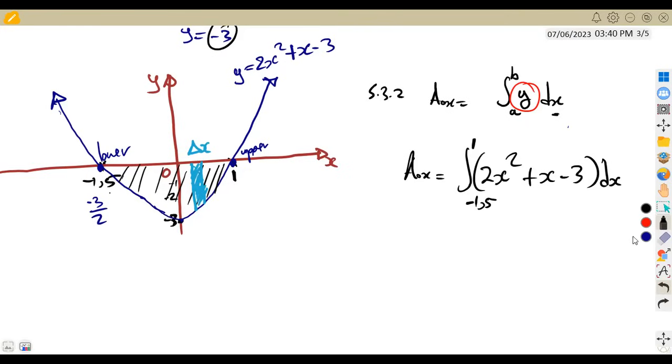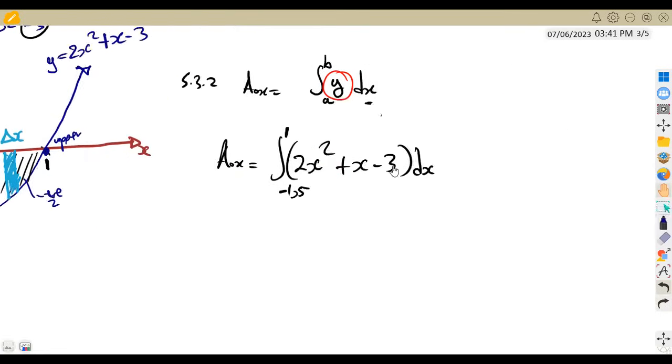And also, as I said from the beginning of the class, if you are calculating an area below the x-axis like this, expect your answer to be negative. You must have that expectation. If it was above the x-axis, our answer was going to be positive. But this one gives us a negative area, which you can write as a positive, which is fine.